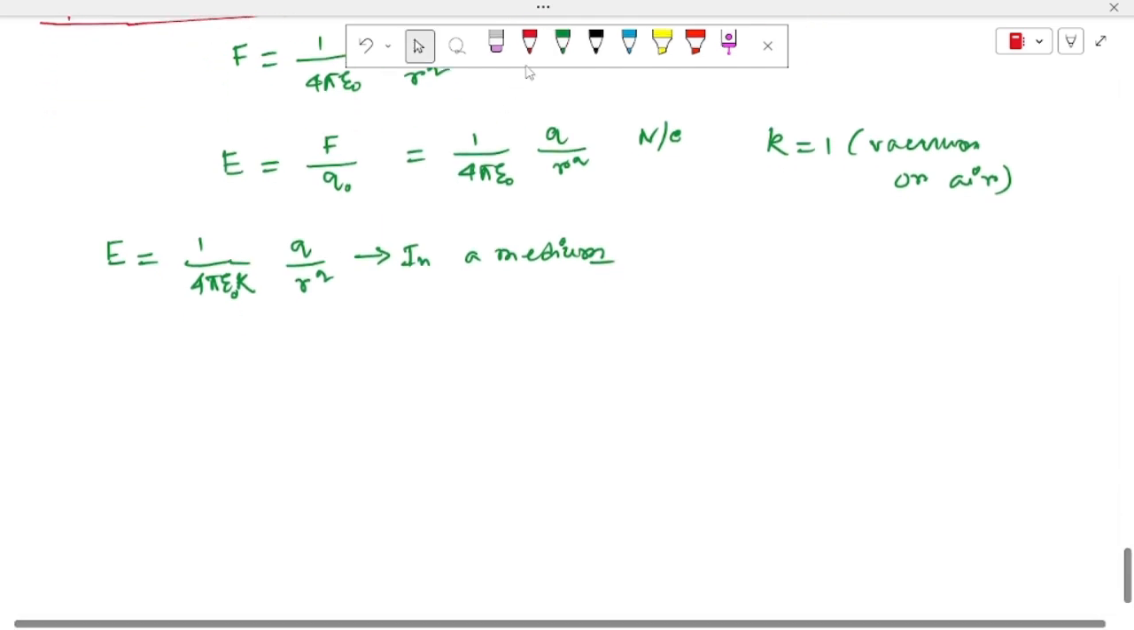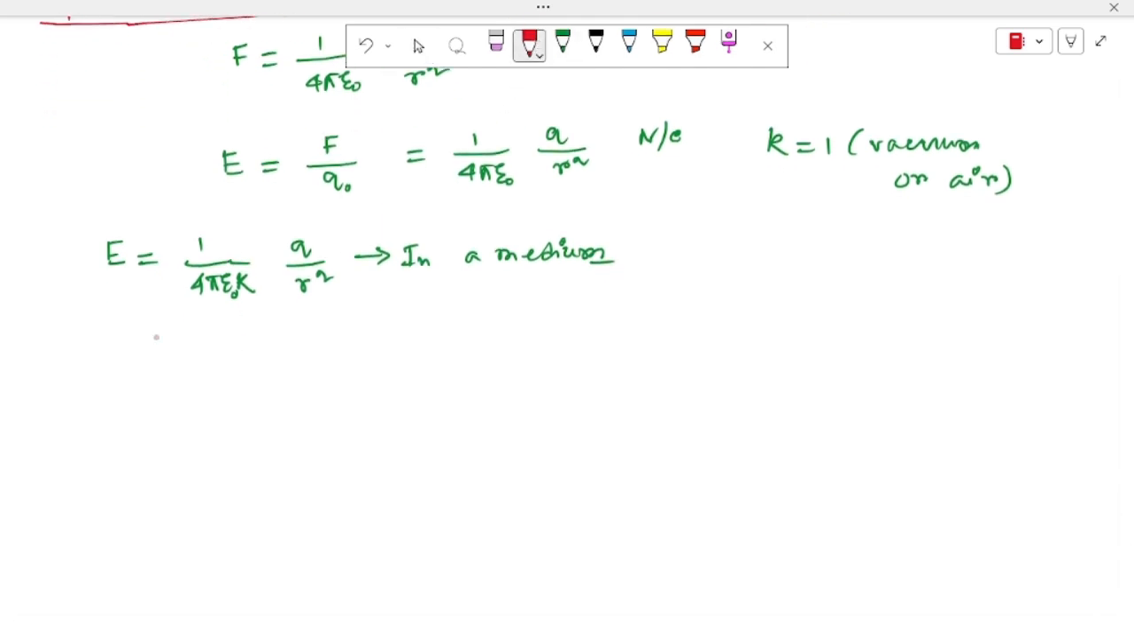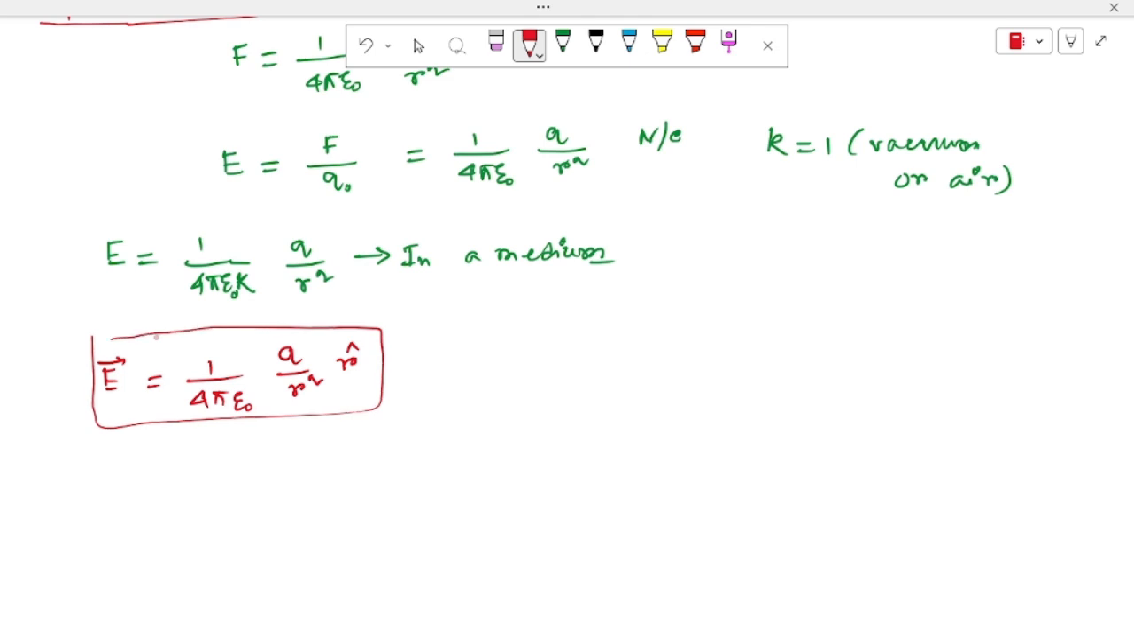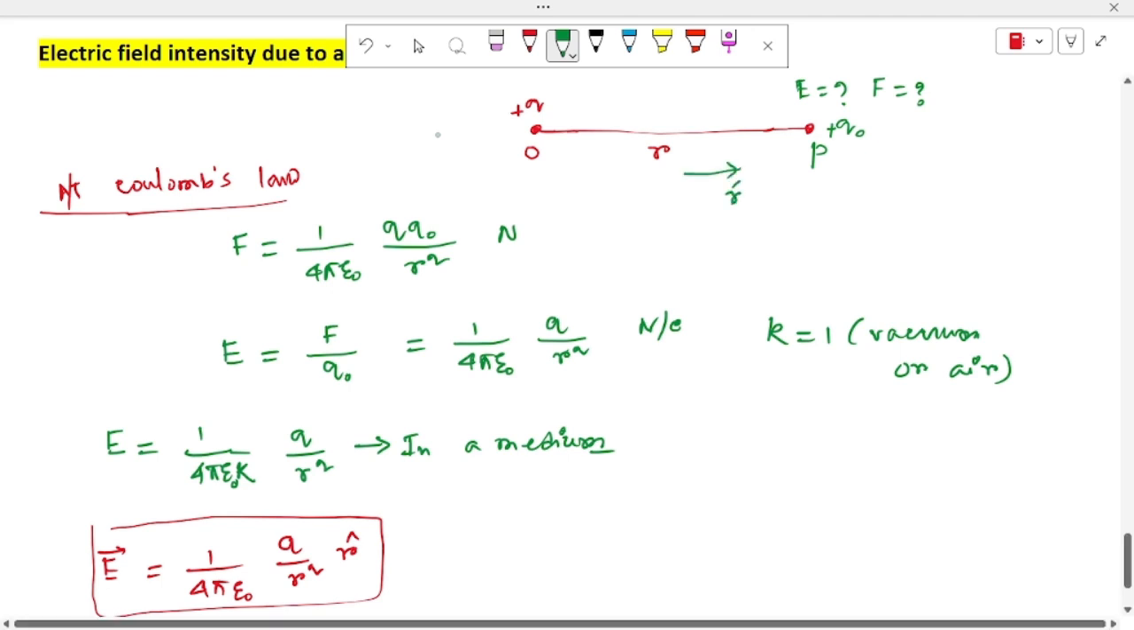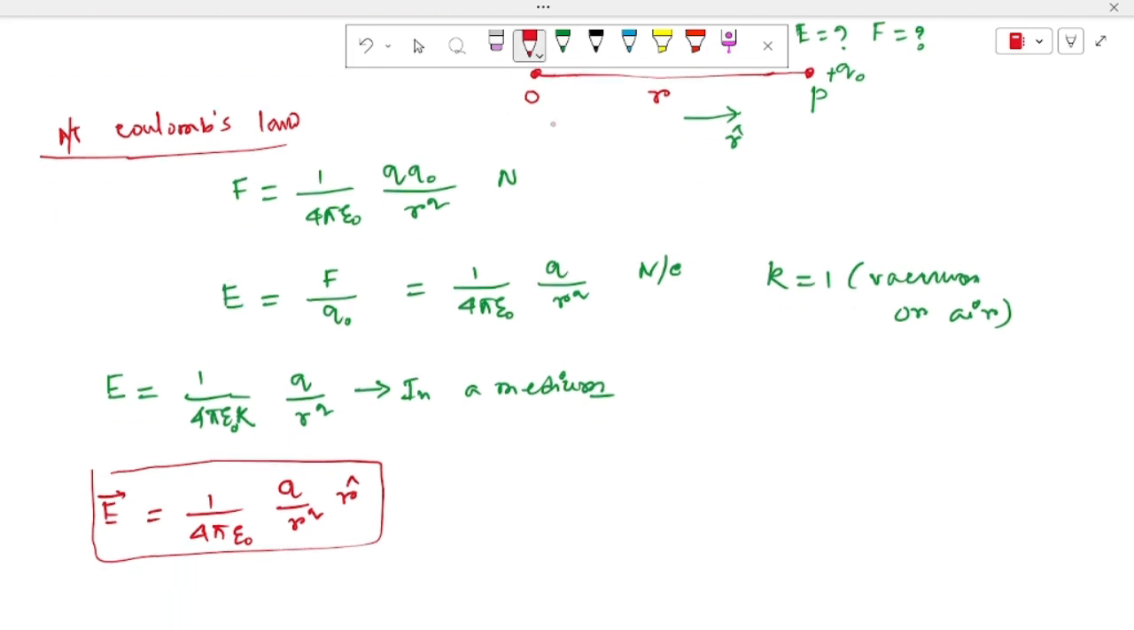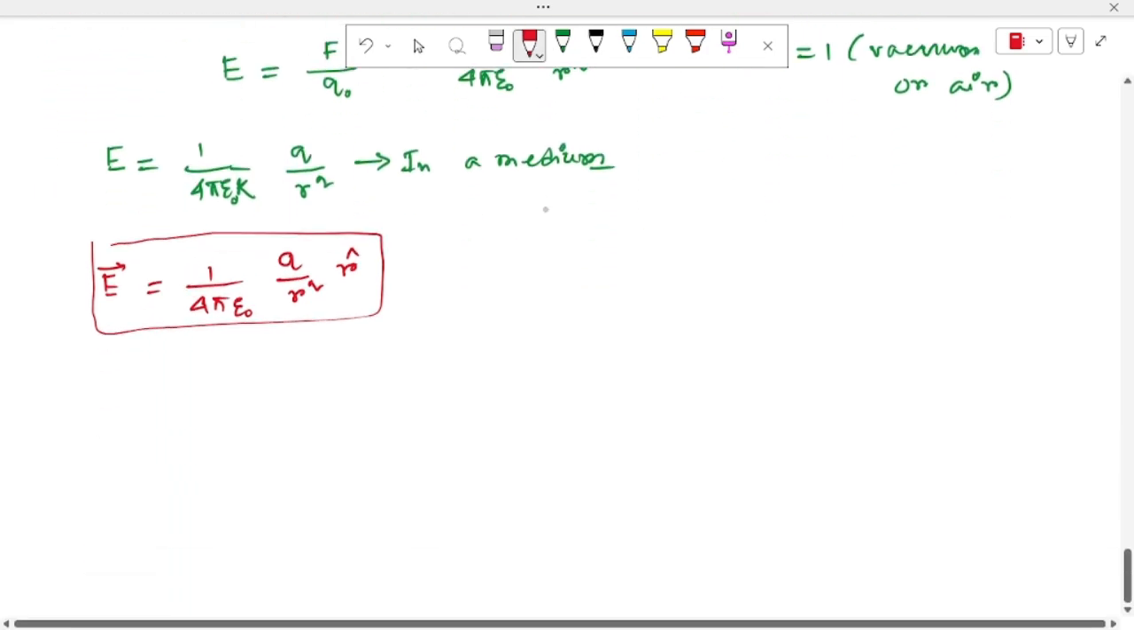Now if we write the expression of electric field in vector form, then the electric field will be equal to 1 by 4 pi epsilon naught Q divided by r square into r cap. This is the unit vector, r cap is the unit vector along this direction. So this is the expression of electric field between two charges.